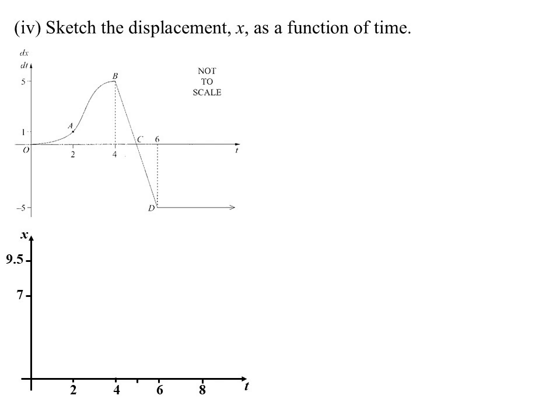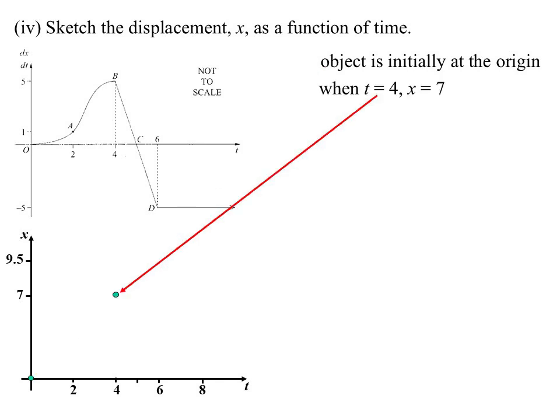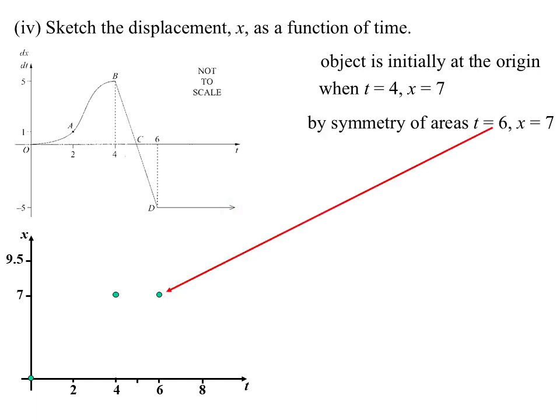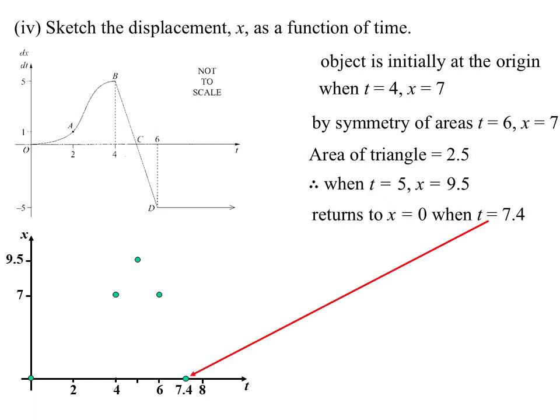What do we know? We were told it was initially at the origin, so I can plot that particular point in. We estimated that it was at 7 when t equals 4. So I'll plot that point in. Remember the symmetry of the areas there. So I now know that at 6 it must also be at 4, because it'll return to the same spot. The area of that triangle is 2.5, hence why I've marked in 9.5 on the y-axis. It must have gone to 9.5 and then back down again. It returns to 0 at 7.5. That's what we estimated in the previous question. So I've plotted 7.5 in.